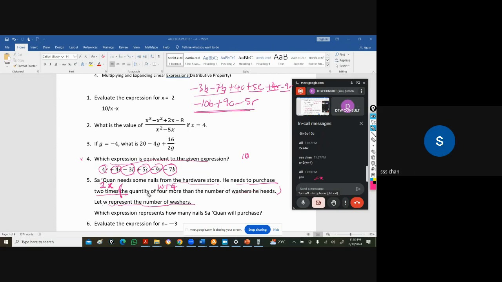Yeah. You see that? Okay. So 4 more. All right. So this will be in parentheses. So we just represented this statement as this in maths, this expression here.